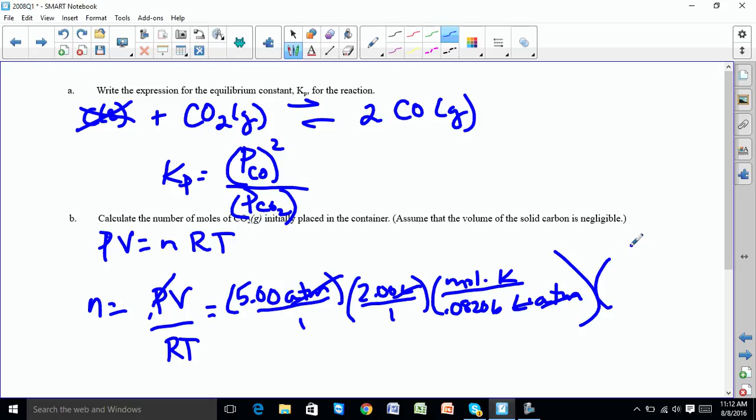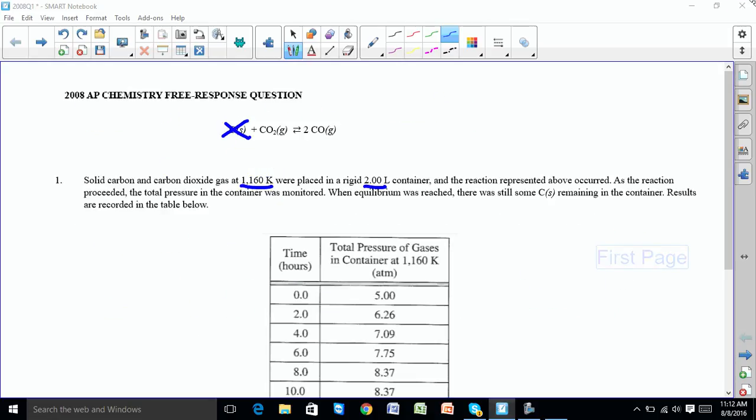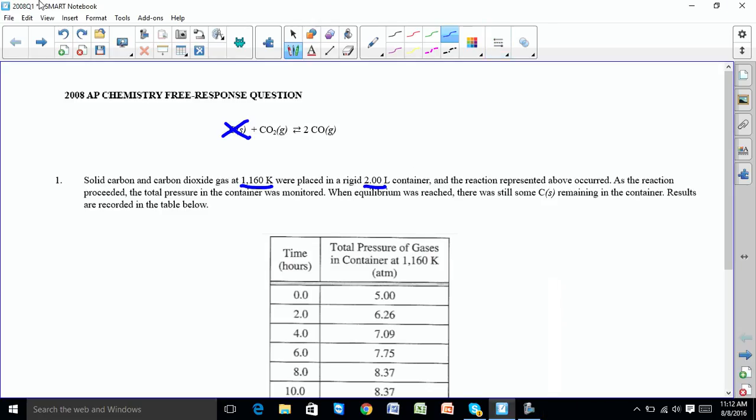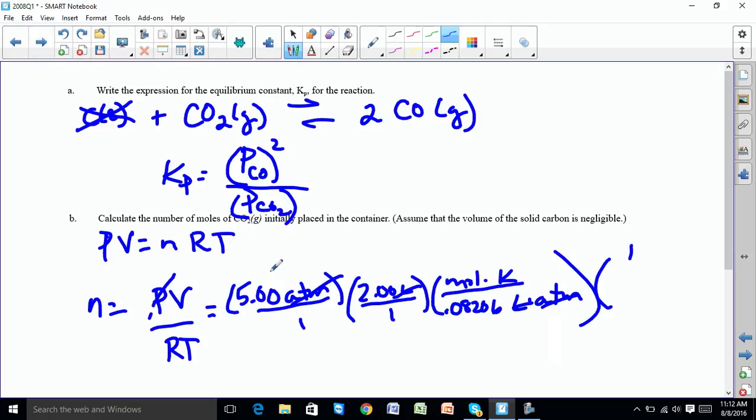So it's going to be 1 over 1160 K because it's downstairs. And you notice we're solving for number of moles, and that's the only thing that hasn't canceled. This has 3 sig figs, and this has 3, and this has 4, so we only get 3. If you do that on your calculator, you should get 0.105 moles.